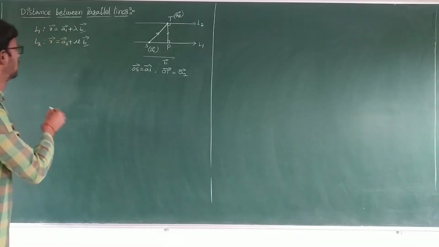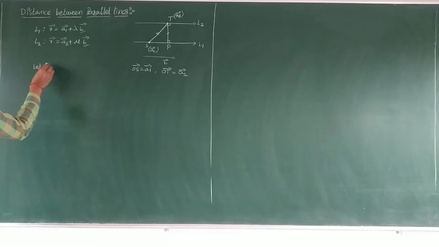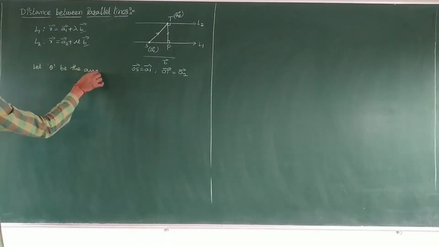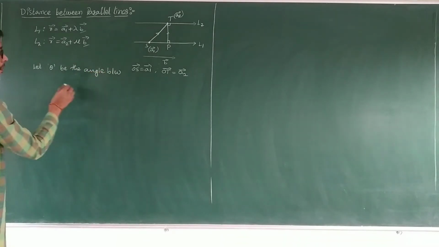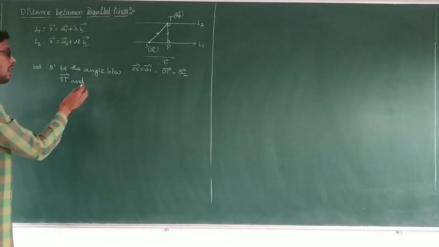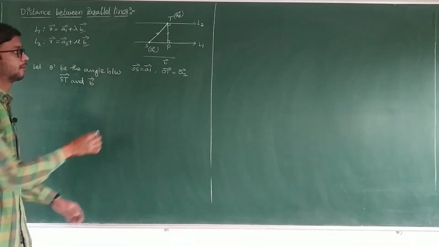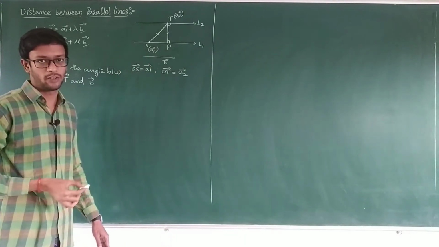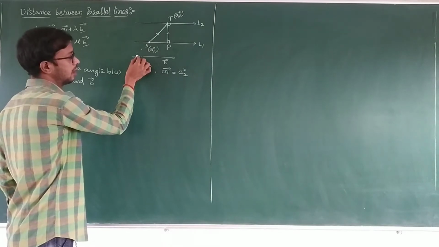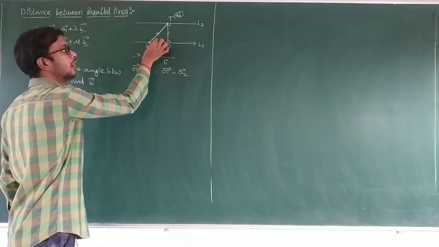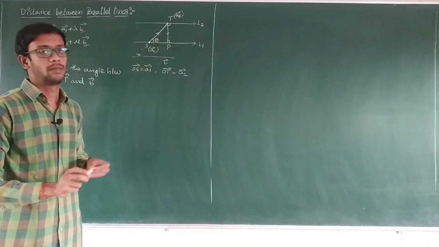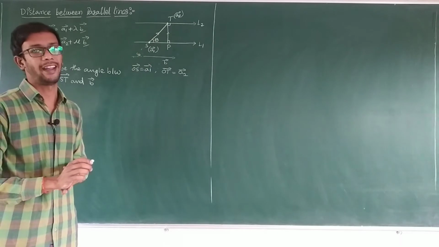Next step. Let theta be the angle between the ST bar vector and the b bar vector. If you extend this, the angle it makes is theta. Here also we will get theta. Why? Because these two are parallel, so we can take the same angle.